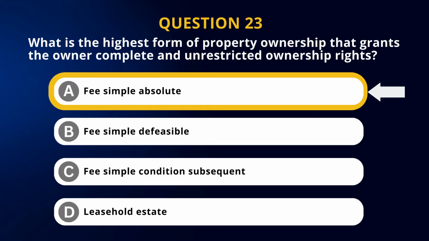Fee simple condition subsequent is also something with restrictions. It's a different type of subcategory of defeasible fee estate. And a leasehold estate is like a lease, renting property. So leasehold estates have some restrictions, right? It doesn't grant the owner complete and unrestricted ownership because they're still subject to interests that exist in the asset. So you want to know fee simple absolute, and you're going to see something like this pretty good on exams.